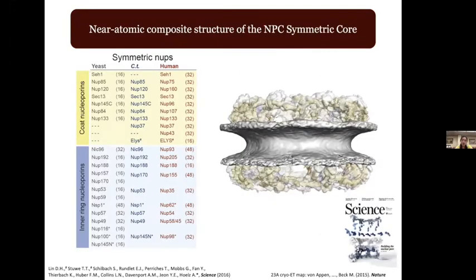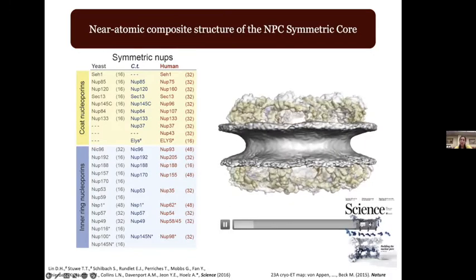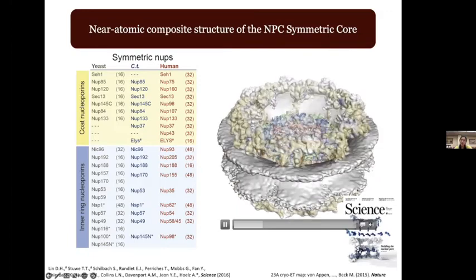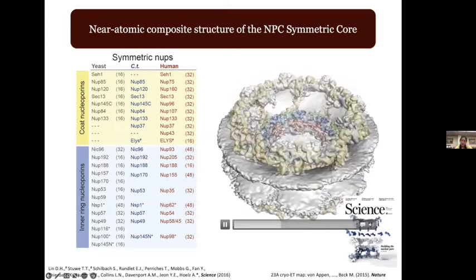In 2016, our lab used these divide and conquer methods and generated the first near-atomic composite structure for this symmetry core. This structure shows that the symmetry core has 3 rings: 2 outer nuclear pore rings sitting at the 2 sides of the nuclear pore, and an inner ring that sits inside.